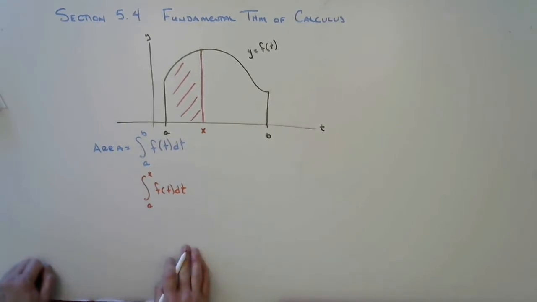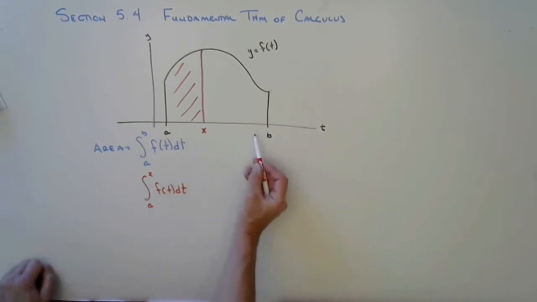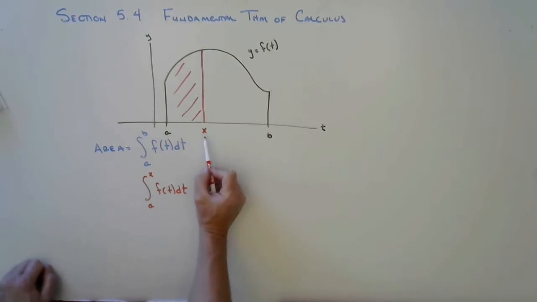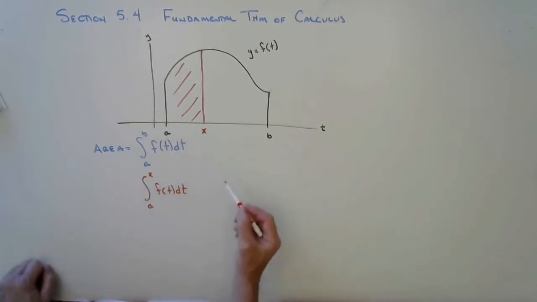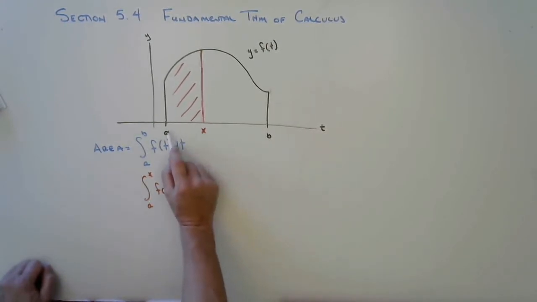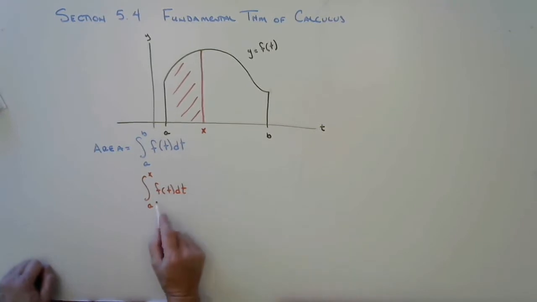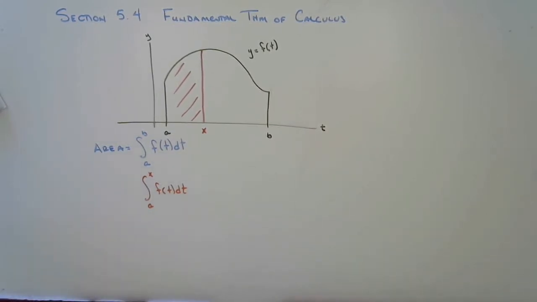However, what if we allow X to be a variable between A and B? What if we allow x not to be a fixed point, but to be a variable point? What if we allow x to be any number between a and b? Well, if we do that, then this is going to be the area between a and x. But when x changes position, this is going to change value.